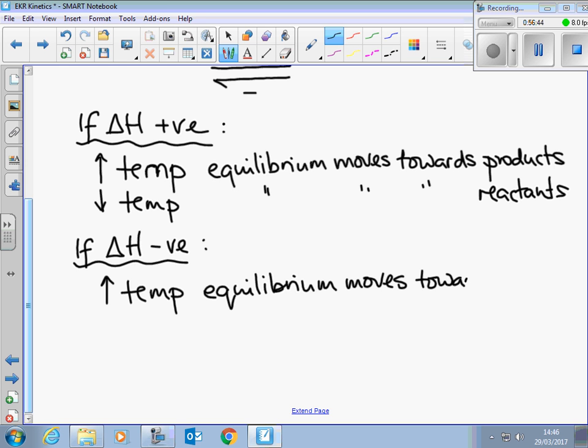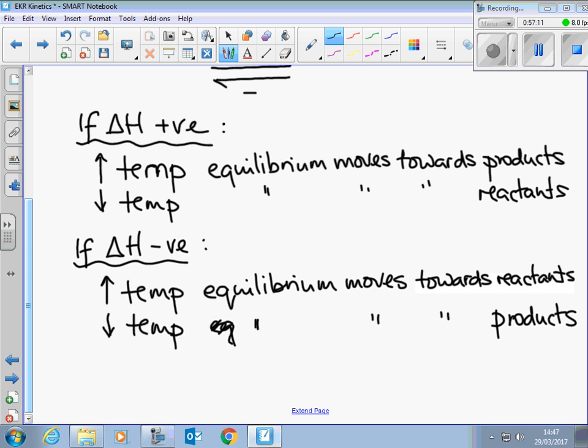And then, not surprisingly, if we cool an exothermic reaction, we're taking away one of the products, aren't we? So it'll pull it in that direction. So reducing the temperature, equilibrium moves towards the products.